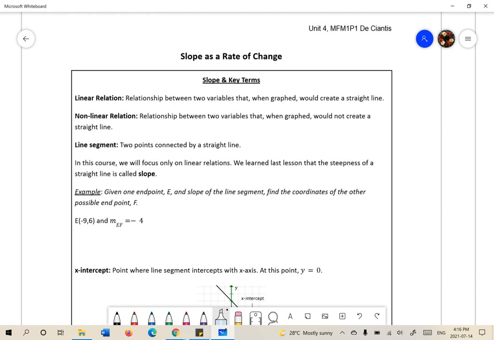A line segment is 2 points that are connected by a straight line. We call 2 points connected by a straight line a line segment. And remember that the steepness of a line is called slope. We can find the slope of straight lines.